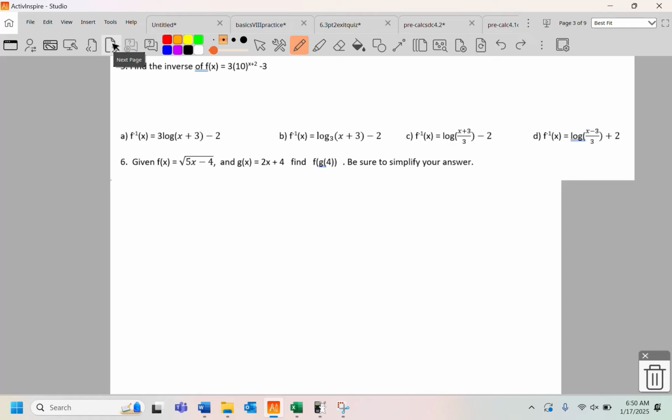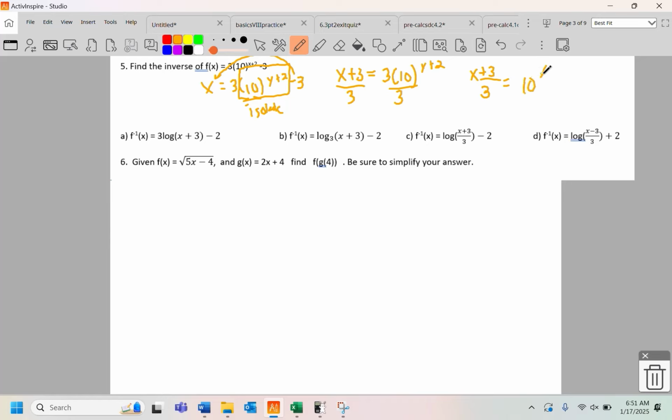5, find the inverse of this equation. Same rules as before, we swap x and y. And now we're going to isolate this piece right here. So we're going to add 3 to both sides. x plus 3 equals 3 times 10 to the y plus 2. And the goal is isolation. This piece isn't alone yet, so we're going to divide out that 3. x plus 3 over 3 is 10 to the y plus 2.